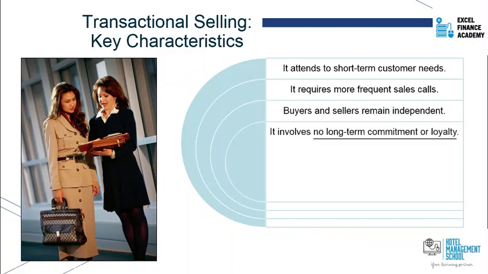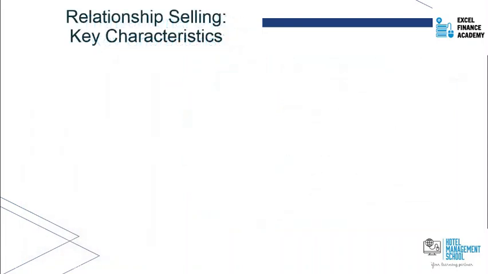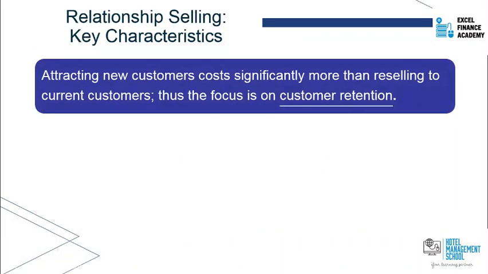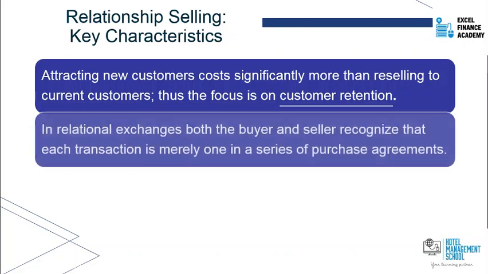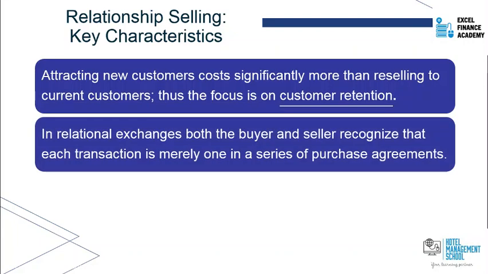So transaction selling is short term, with frequent sales calls. Buyer and seller remain independent. You can sell to anyone, and the buyer can buy from anyone, right? And there is no long-term commitment. So it's more on advertising, with no need for cooperation or relationship. You just advertise like Telenor is doing, right? Price is a key consideration here. In relationship selling, attracting a new customer requires you to pay more than customer retention, right? That we have already learned. So we are just repeating the same thing that we have learned in the past.